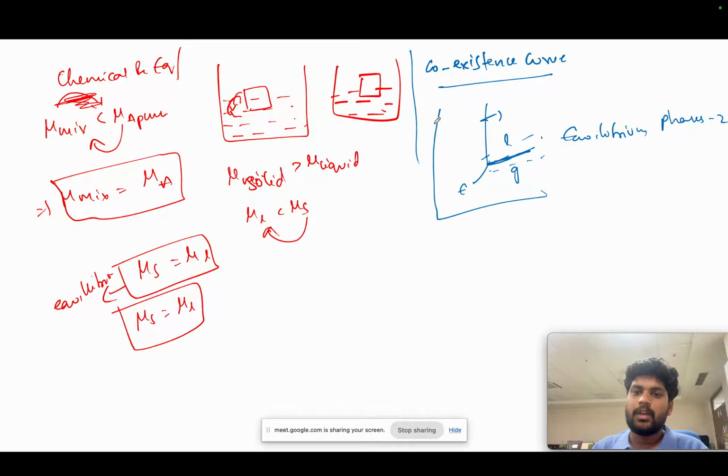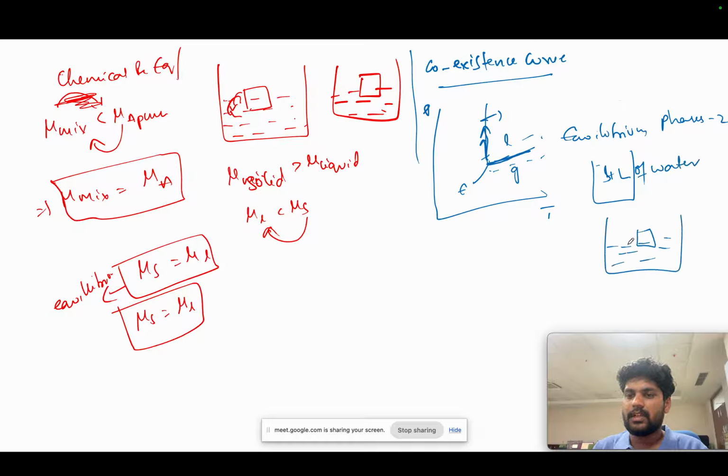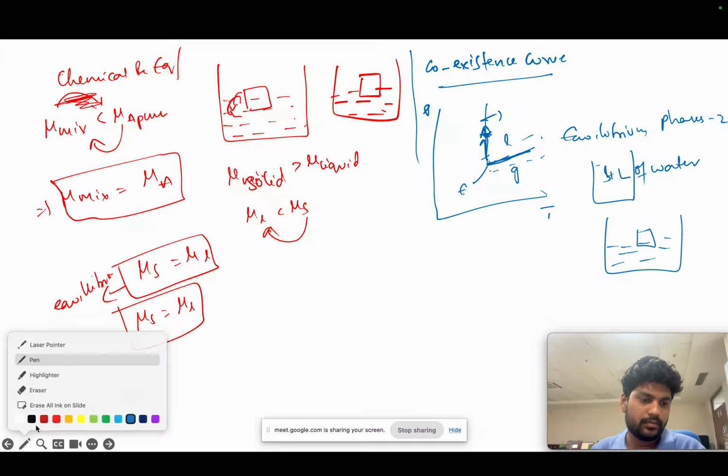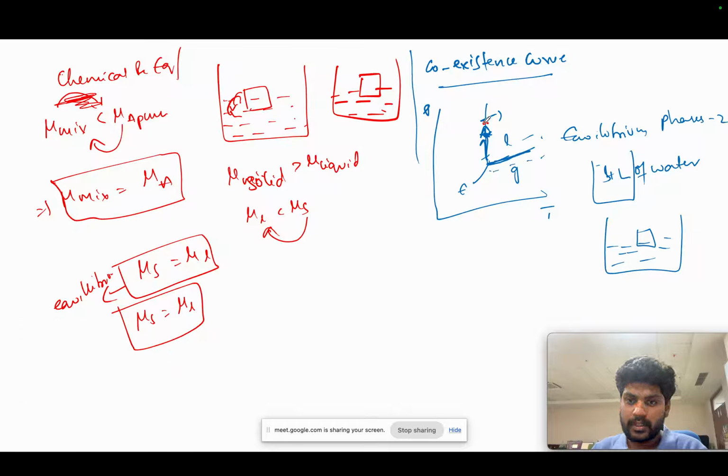Okay, if I increase the temperature or pressure, say suppose I take water in the solid and liquid phase. If I increase the pressure by some amount, it will be there. If I take solid and liquid of water, assume this is the case, and assume this is the point here. On this coexistence curve, mu s is nothing but mu l.